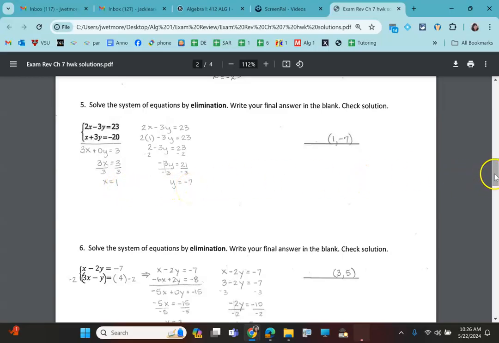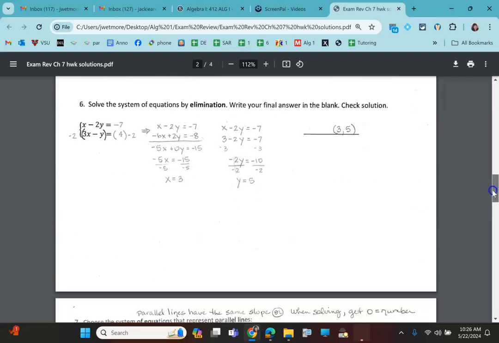Now, they won't always set it up for me so that my coefficients are opposites of each other. You'll notice down here, if I added, I would get 4x minus 3y, like nothing eliminates. And so my goal is to get either my x coefficients to be opposites or my y coefficients to be opposites. So you could either multiply this top equation by negative 3, or you could multiply this bottom equation by negative 2. If I did negative 3, that would make my x's opposites. If I did negative 2, that would make my y's opposites.